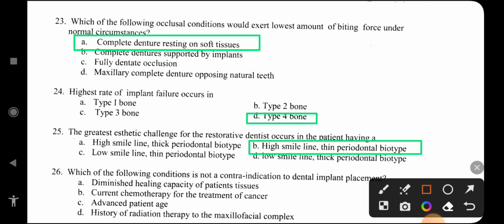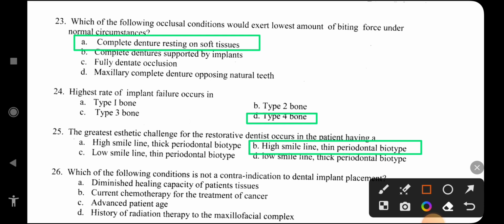This is the greatest aesthetic challenge for the restorative dentist occur in the patients where high smile line and thin periodontal biotype. Which of the following condition is not a contraindication to dental implant placement?